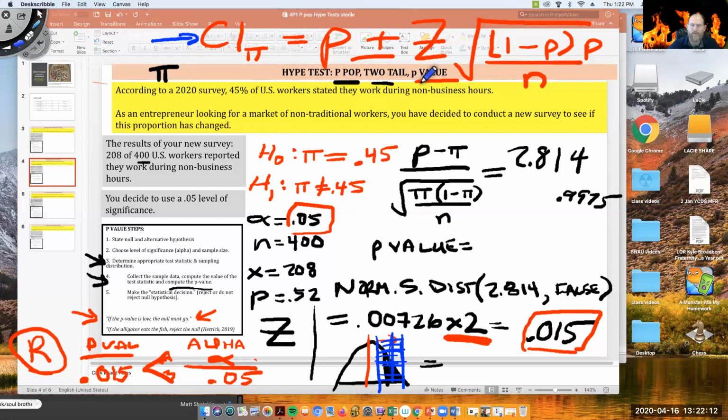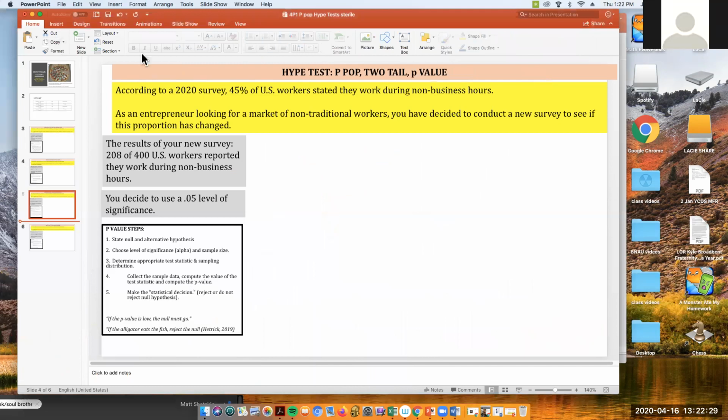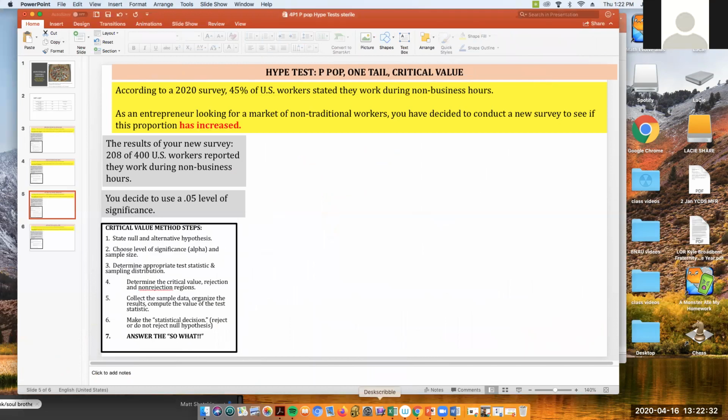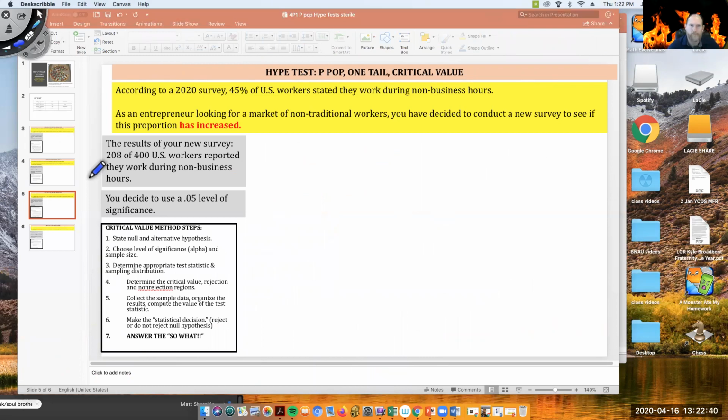So what we've just done is a hypothesis test for a population proportion with a two-tailed test and a p-value method. Now let's go into what it looks like with a one-tail. Okay, let's see what's changed. This time we're going to do it again: proportion population, one tail, critical value.